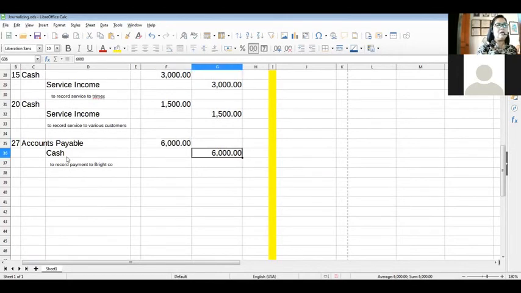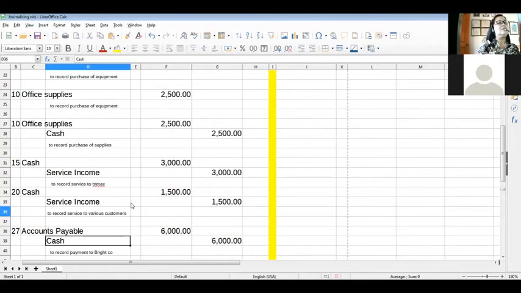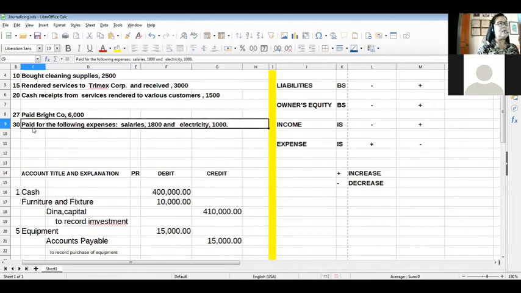Okay? So, ngayon, kaya yan ang entry natin. At the same time, yung cash natin na pinambayad, what happened to the cash of the company is also decreased. And for that, the asset that is cash was decreased. Therefore, we need to put that in our credit entry. Okay? So, now, let's have the other one.